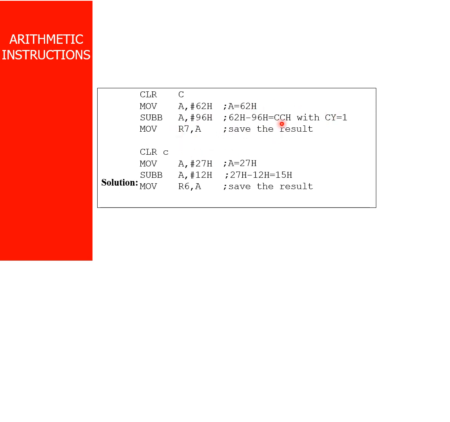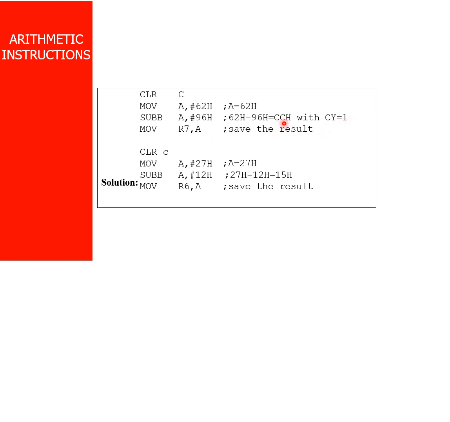This also we did in the lab many times. Now look here. 27 minus 12, negative or positive? 27 minus 12 is positive. So what will be the carry flag? The carry flag will be 0 and accumulator will be 15. So this program, after completing, carry flag will be 0 and accumulator will be 15. This program, after completing, carry flag will be 1 and accumulator will be CCH.